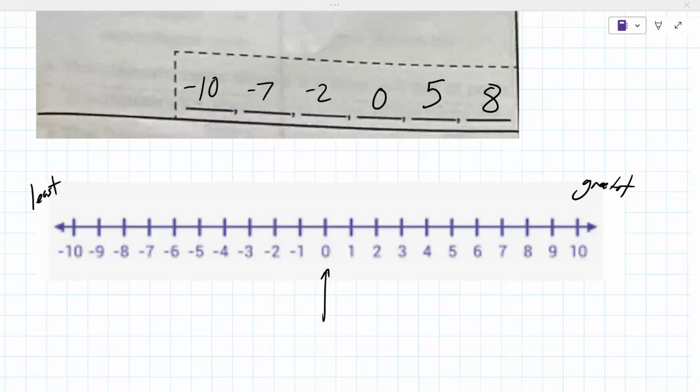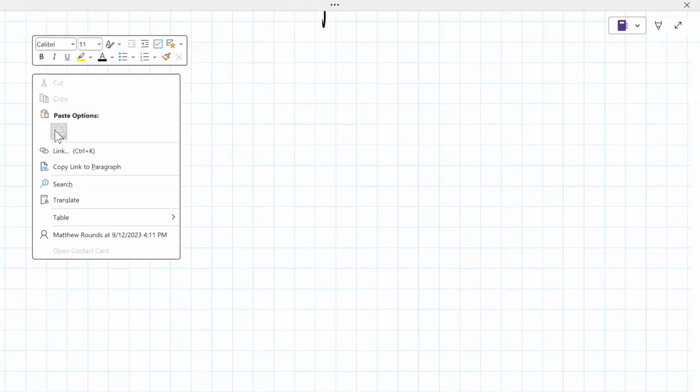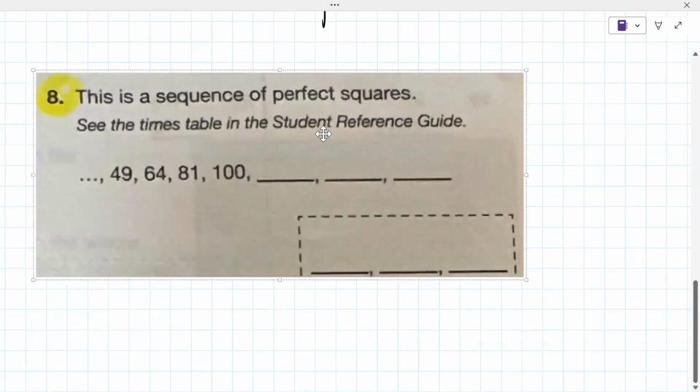Okay. So the next one here refers to your student reference guide. See the times table in the student reference guide. Do you have a student reference guide somewhere? No. Well, we need to get you one. Do you have a multiplication table handy? No.